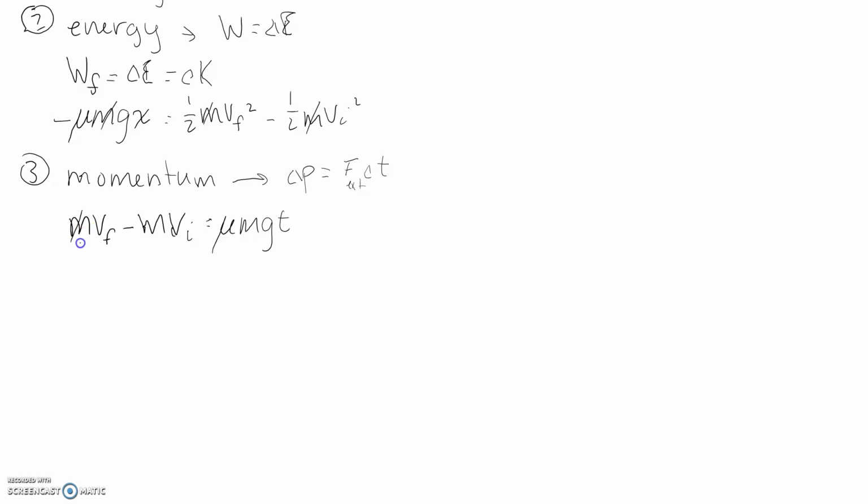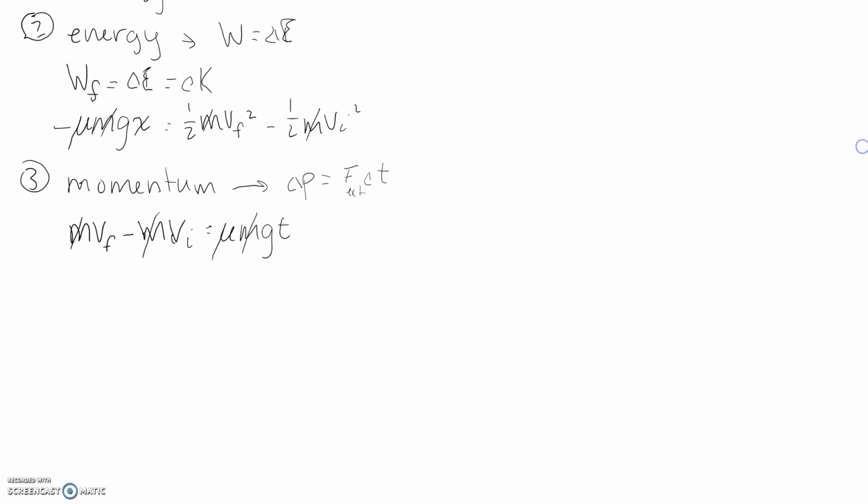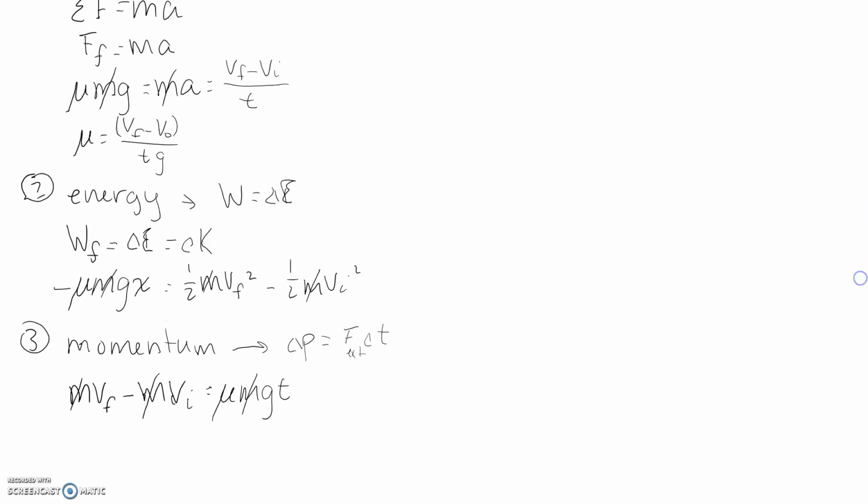So mass cancels out. Looking at our equation here, we could rearrange if we wanted to, but we can see that we can solve for the coefficient of friction if we know the time, the initial and final velocity, and the acceleration due to gravity. Those are the three general methods that come to mind to solve this problem.